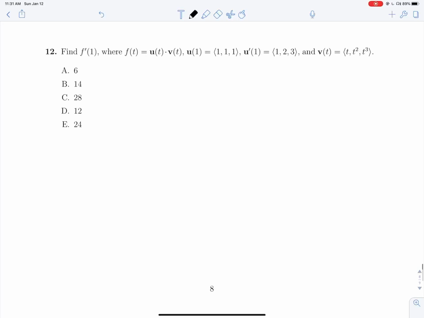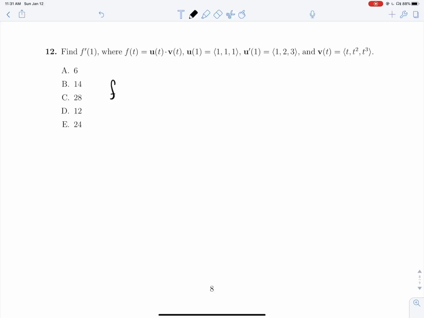And finally, sometimes they like to throw very odd questions in as the last question on these exams, especially on the final, but here's one. In this case, all we're looking for is the derivative of f at 1, where f is the dot product of two vector valued functions. Or, well, really it's not the dot product, it's multiplied together. And all you have to do is recognize that we can apply the chain rule on these guys.